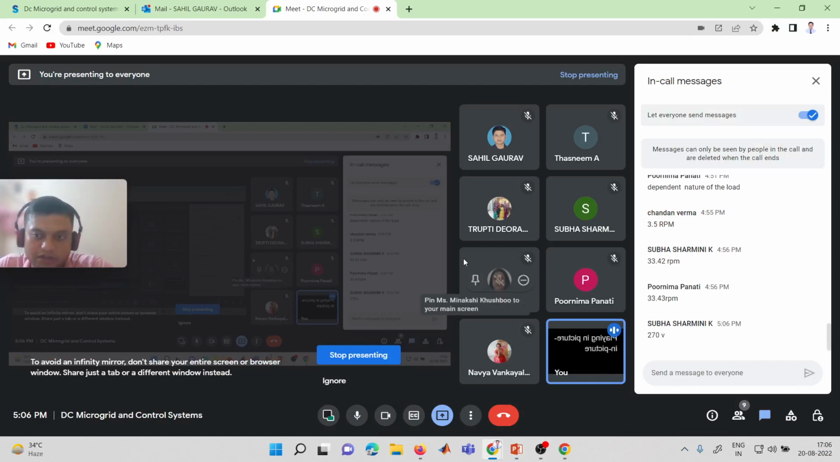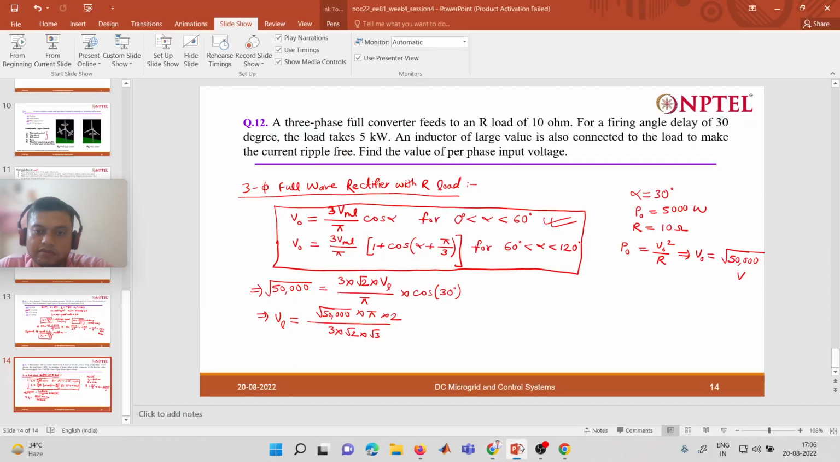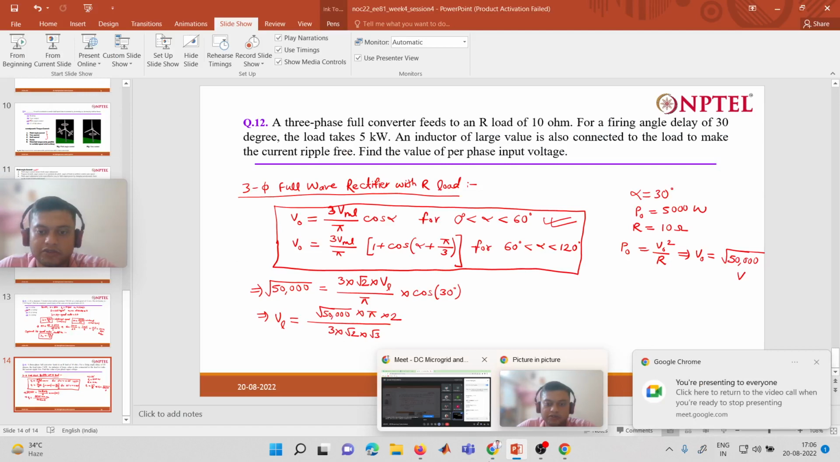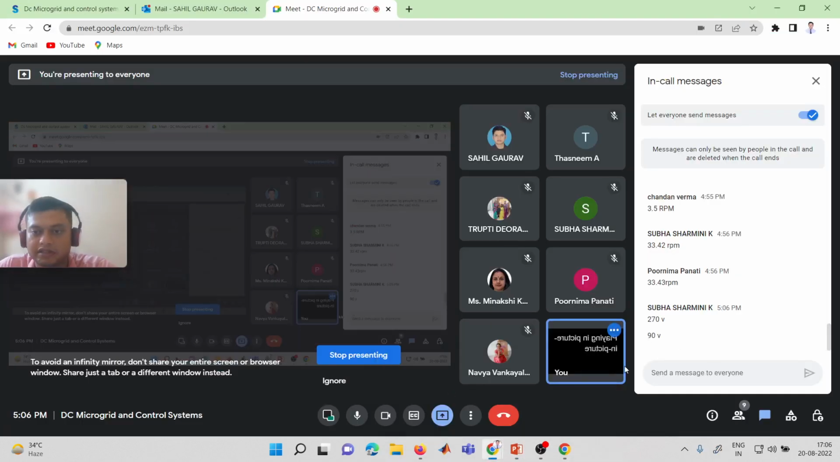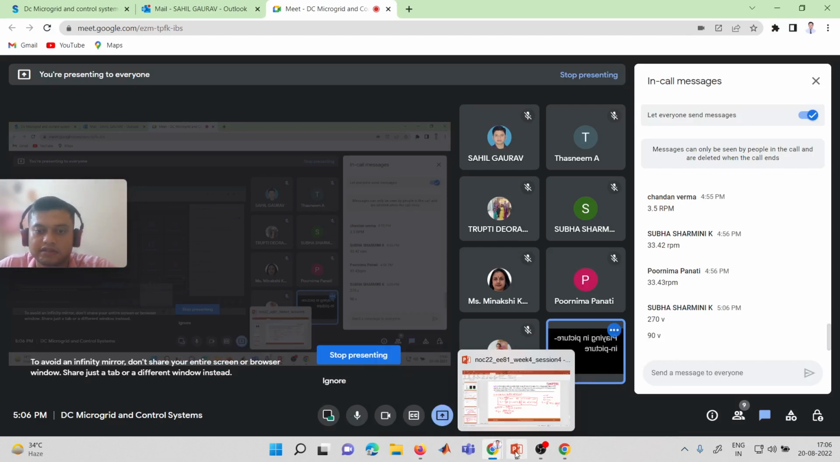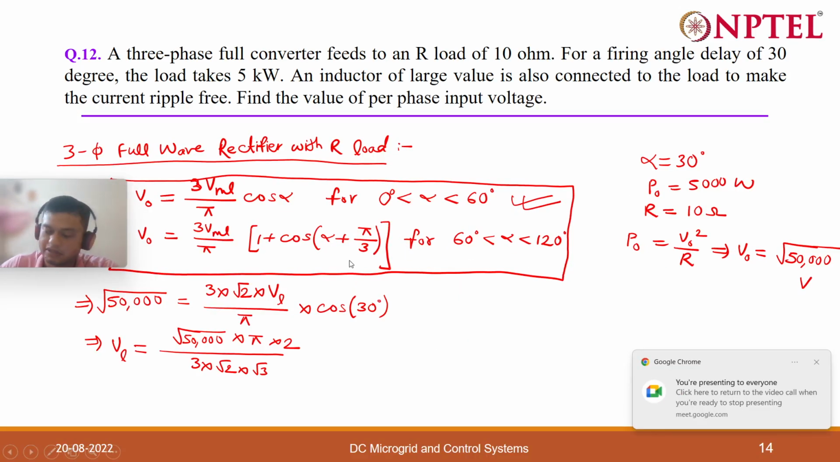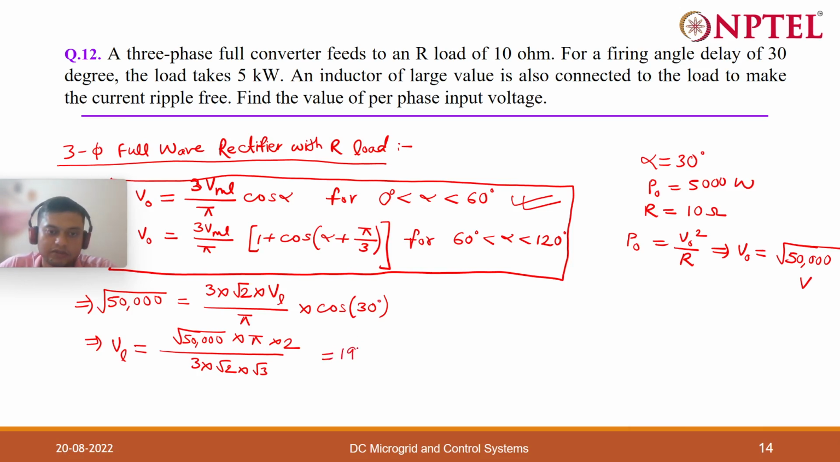I got one answer, 270 volt, Subhash Sarmini. Anyone else? At least you should try. I can see only 2 or 3% are responding in today's session. So this comes out to be 191.2 volt.